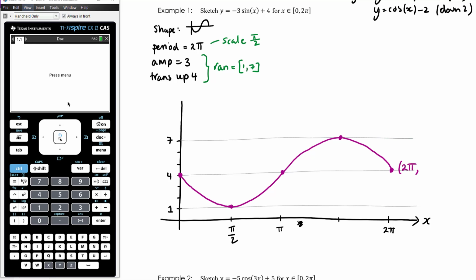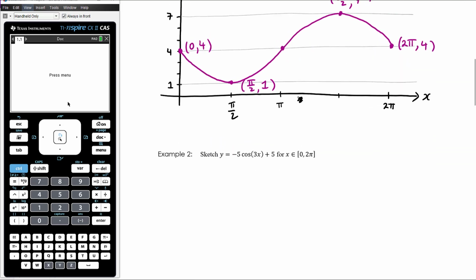Marking key points, so endpoints, turning points, so that's 2 pi, 4, this will be 3 pi on 2, 7. That's actually not a key point, it doesn't hurt to mark it, but it's not a turning point or an endpoint, so you don't technically need to mark that one. But absolutely I would be marking it in terms of getting my shape drawn, but you don't need to actually label it with coordinates. This is pi on 2, 1. And then this is 0, 4. And there's my graph.